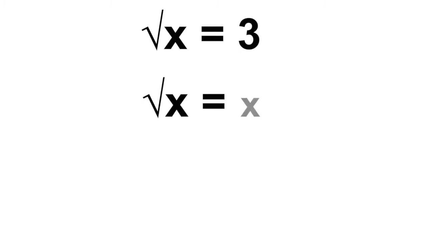Let's try square roots. So say we have the square root of x equals 3. Well, in this situation, what makes the square root of x equal x? Well, we just have to square it. So why don't we just do that to each side like we did last time?